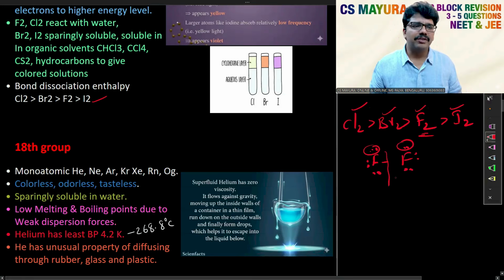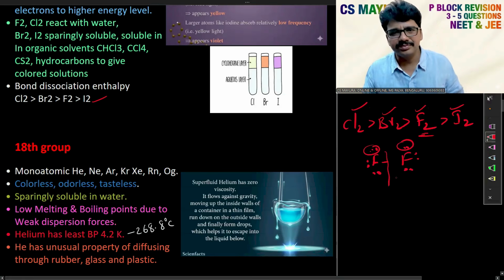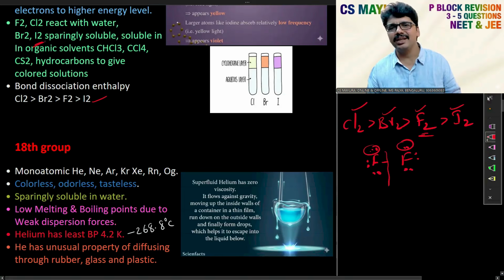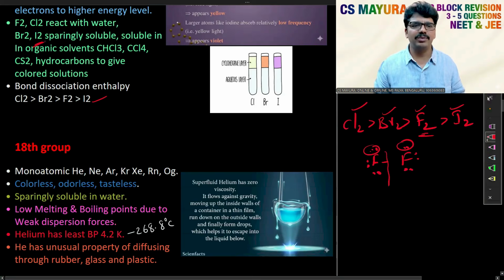Next, there is solubility. Fluorine and chlorine react with water, and bromine and iodine have less reaction tendency with water, but they are sparingly soluble in water, very less soluble. But in organic solvents like chloroform, carbon tetrachloride, carbon disulfide, and hydrocarbons, you can take cyclohexane as an example.